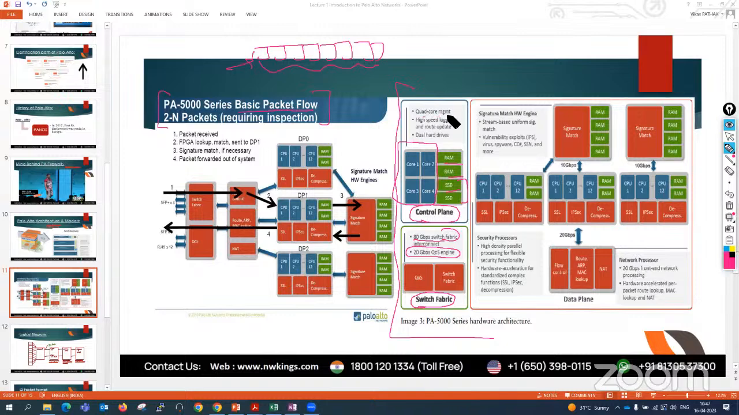This will be for quad core management, high speed logging, and the route update. Dual hard drives will be there so that you can do the management, right? Yes. Now let's come to the data part. Sorry, data plane, not data part, data plane.